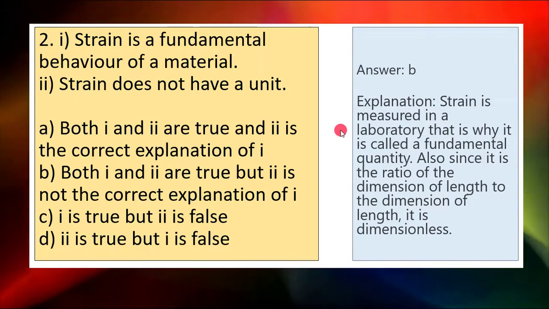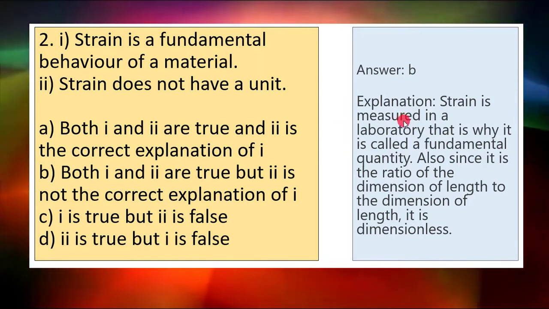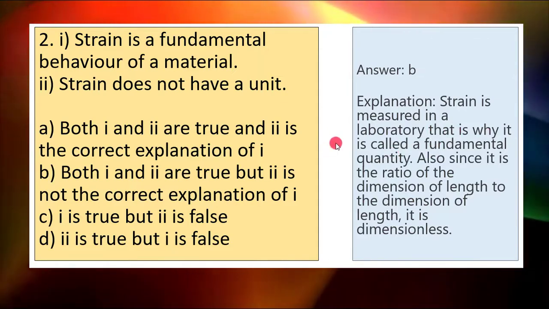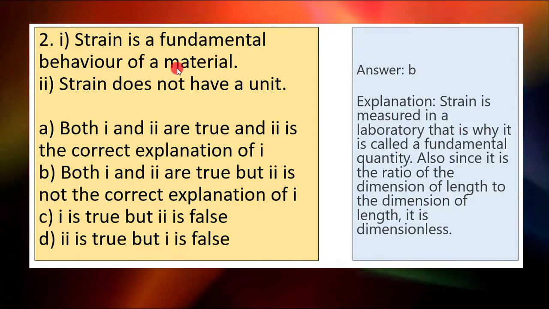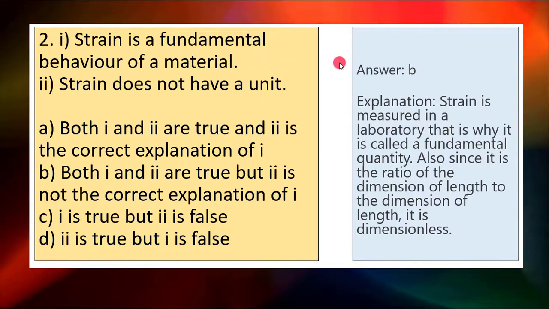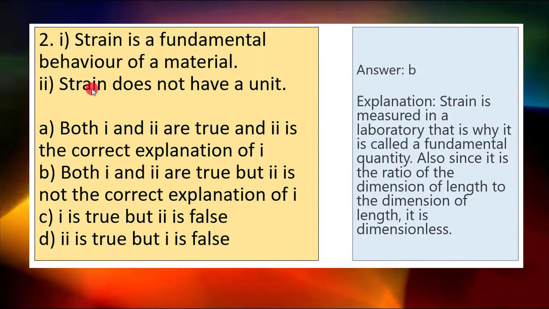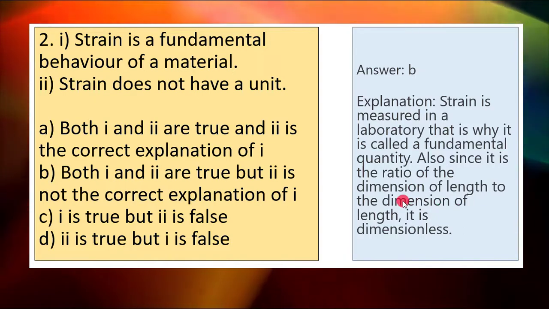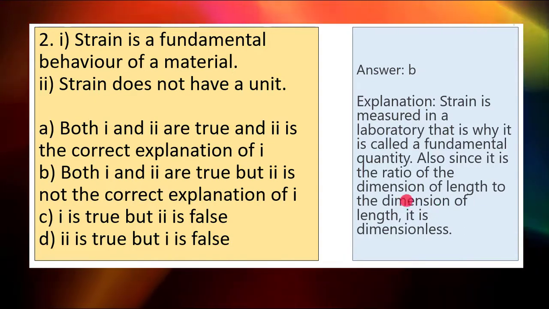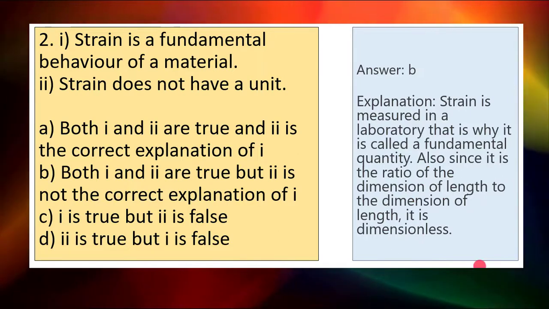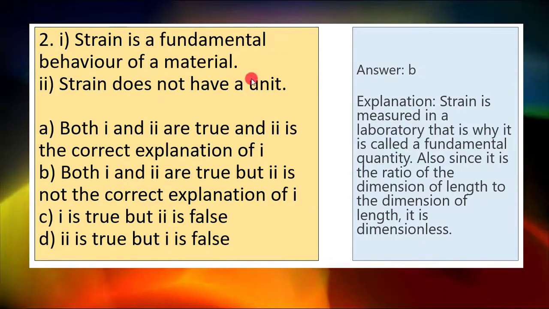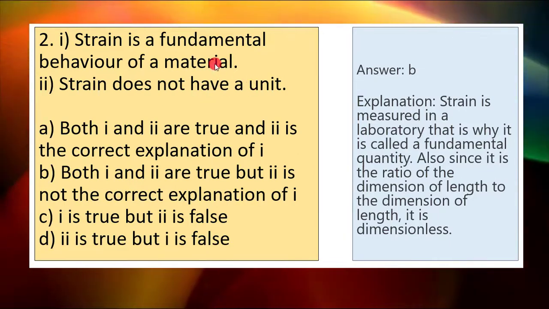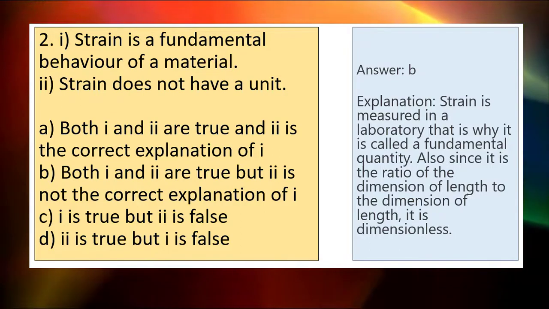Friends, we know that strain is usually measured in the laboratory and also it is an independent physical quantity. So that is why it is called a fundamental quantity. So statement 1, strain is a fundamental behavior of a material, is correct. Now coming to statement 2, we know that strain is the ratio of change in length upon original length. So strain has the same units which get cancelled. Hence it is a dimensionless quantity. So statement 2 is also true. From this we understand that statement 2 is not the correct reason for statement 1. So our answer would be option B.